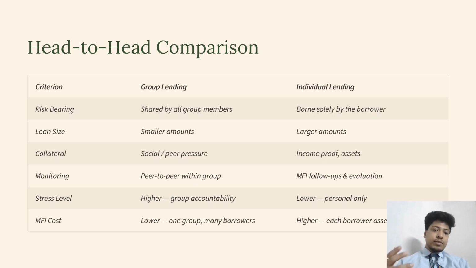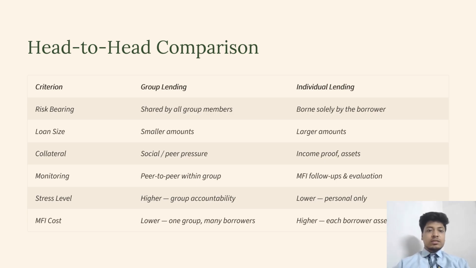The key differences at a glance: first, we have risk bearing. In group lending, the risk is shared across all members. For individual lending, the borrower carries that weight entirely on their own. Next is loan size. We typically see smaller amounts in groups, while individual loans tend to be larger, for scaling a business.